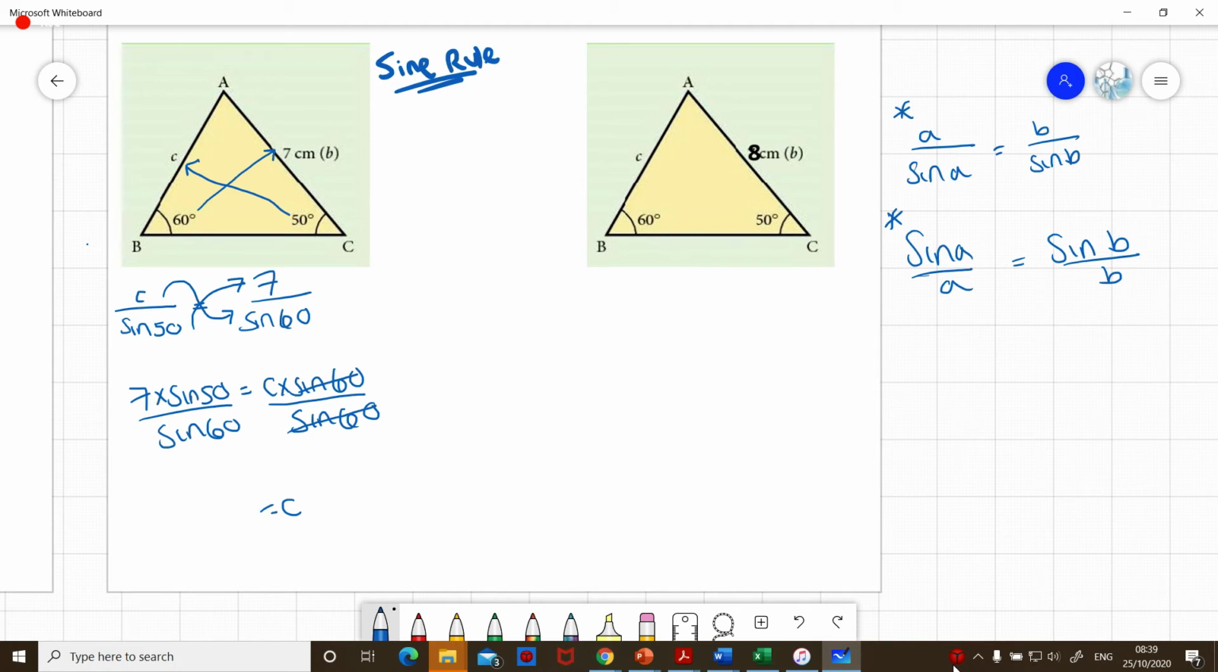When you put this in your calculator, start with a fraction and then fill in the data. 7 times sine 50, make sure your calculator is in degree mode, and then divide by sine 60. That gives us 6.19. I'm looking at this answer and saying, okay, 7 and 6 seem very, very close. If you got 61.9, then clearly there's a problem, because 61 is nowhere close to 7. So 6 sounds like a reasonable answer.